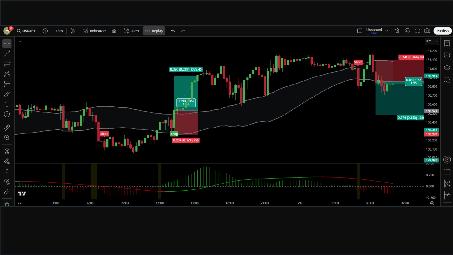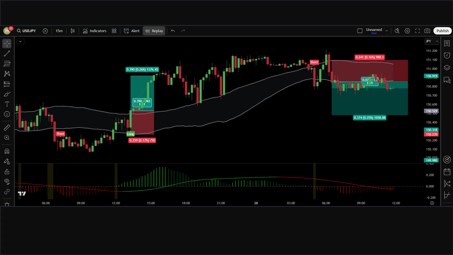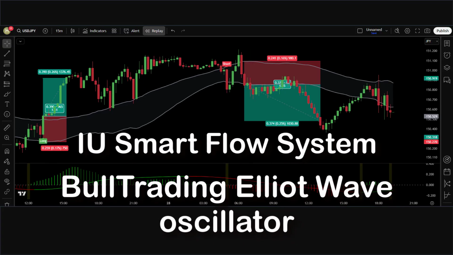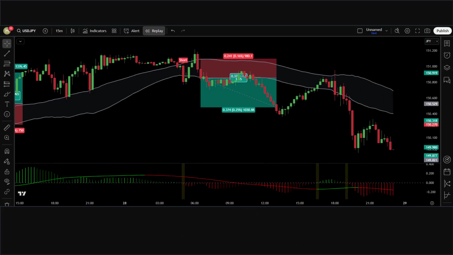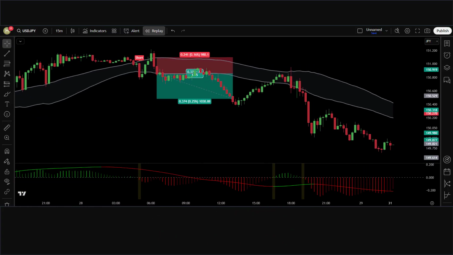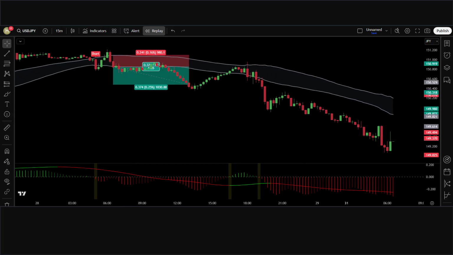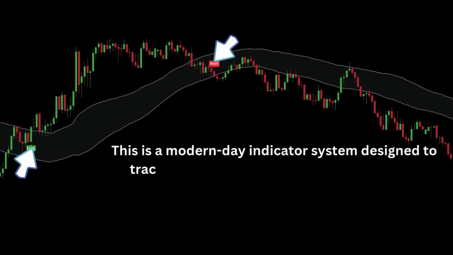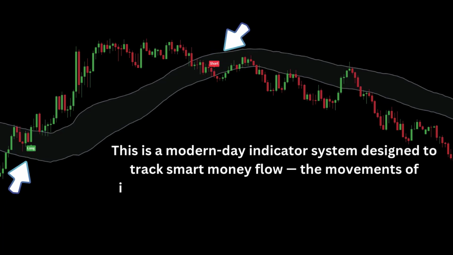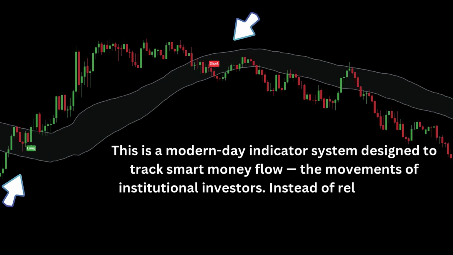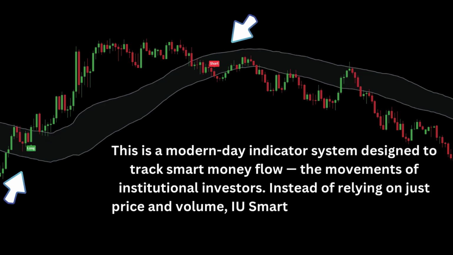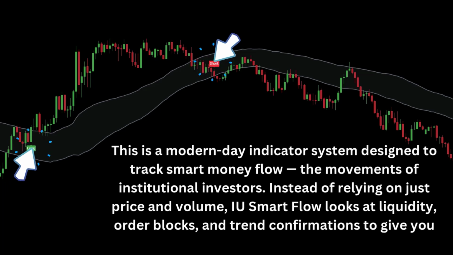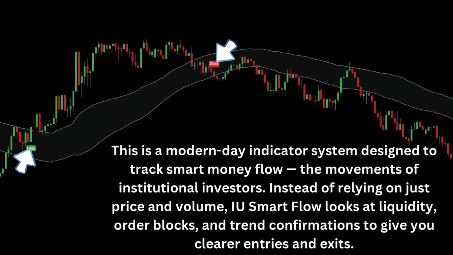Today, we're diving into two powerful tools that can help transform your technical analysis, the IU Smart Flow System and the BullTrading Elliott Wave Oscillator. Let's get right into it. First up, the IU Smart Flow System. This is a modern-day indicator system designed to track smart money flow, the movements of institutional investors. Instead of relying on just price and volume, IU Smart Flow looks at liquidity, order blocks, and trend confirmations to give you clearer entries and exits.